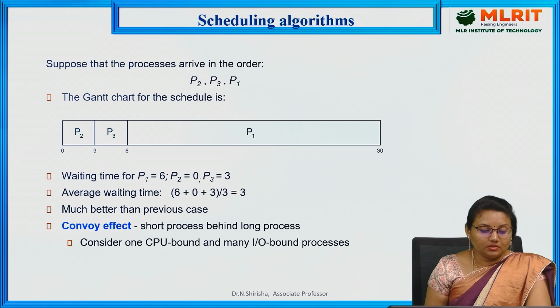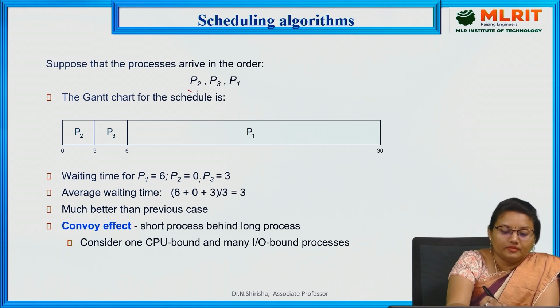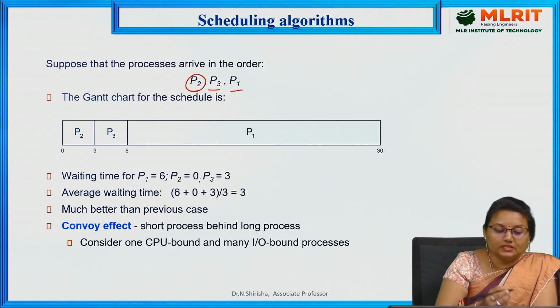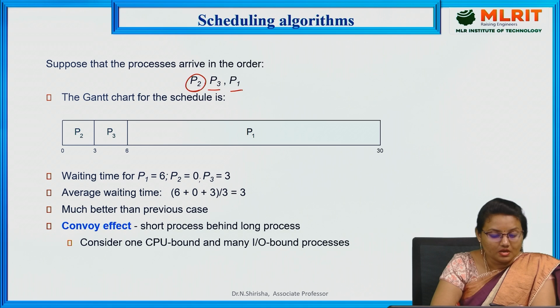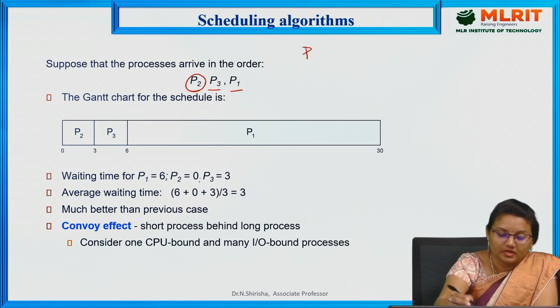This is the same process. If you have the processes arriving in this order, P2, P3 and P1, and the burst times are given here, and the Gantt chart is given: 0, P2 is having 3, so let me write it here.